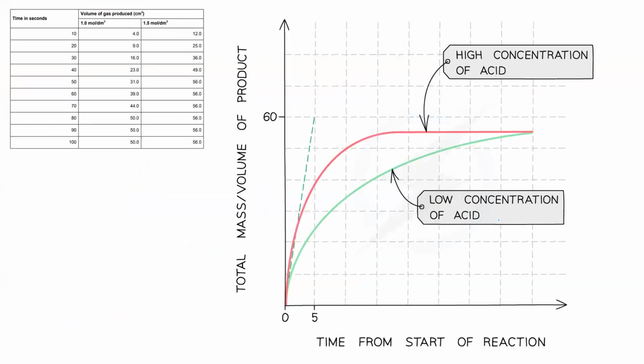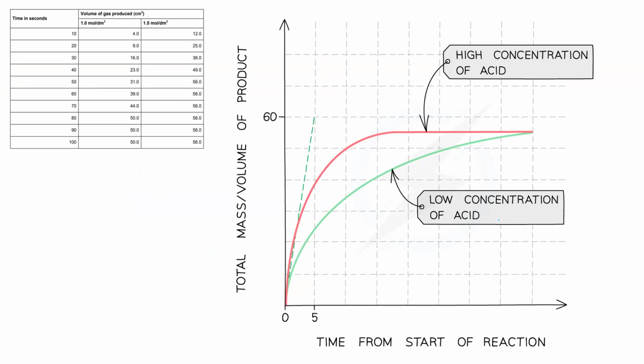Okay, right, more reactions with stuff. So what I'm trying to do here is throw loads of information at you. What I've got there is a graph, and it shows two lines. The red line is your high concentration of acid, and the green line is your low concentration of acid.